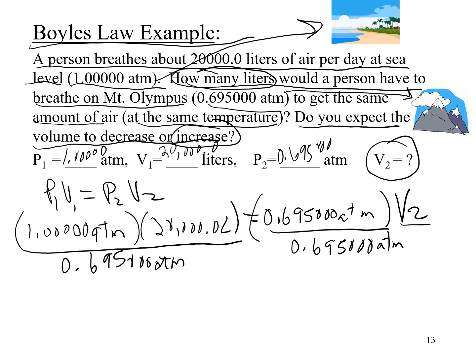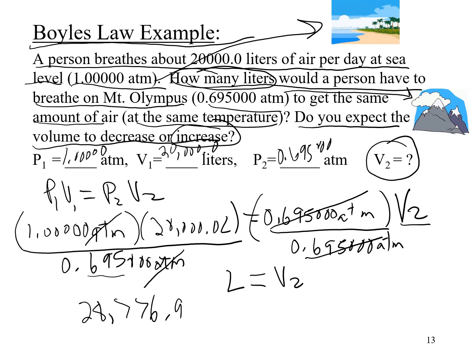Okay, by doing that, we can cancel out 0.69500 atm on the right side. That will give us V2 by itself. And then if we look at the left, we can cancel the units of atmosphere, and we'll be left with liters, which makes sense for volume. So then doing our math, we have 1 times 20,000 divided by 0.69500, and that gives us a value of 28,776.978 liters for our new volume.